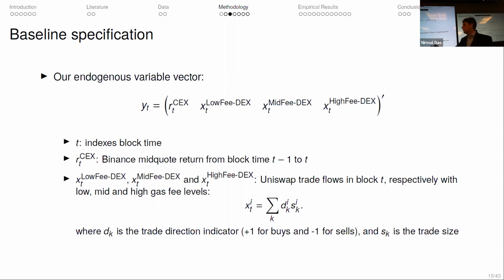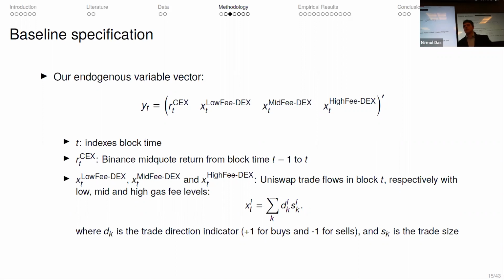How do we compute this trading flow? For each block, we aggregate all the trade flows which have high fees, and we also account for the directionality of the order, whether it's a buy or a sell order. We compute the net order flow for those orders which have high fees. Then we do the same for those orders which have low fee, and then the same for those orders which have medium fee. So i is basically the fee indicator of which group we are considering.